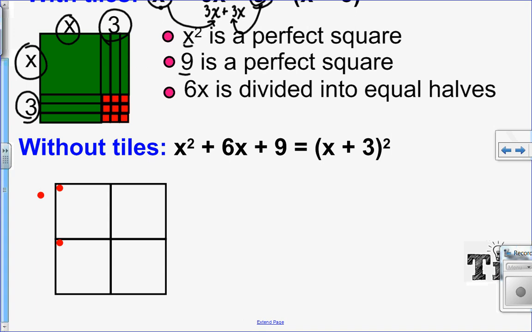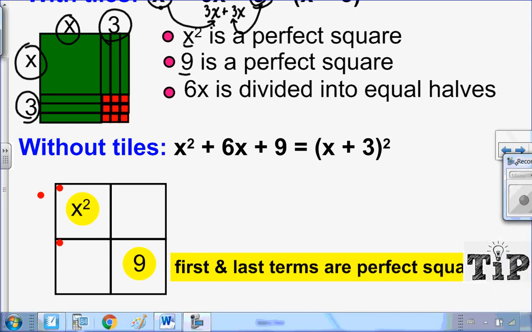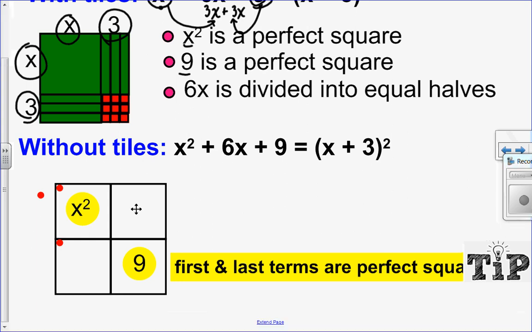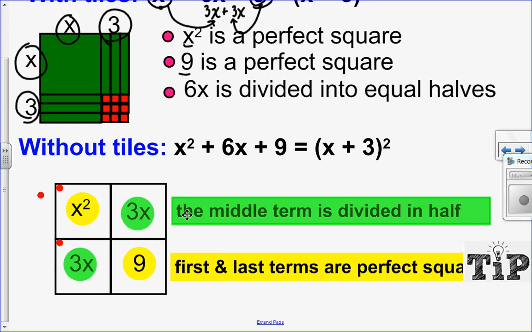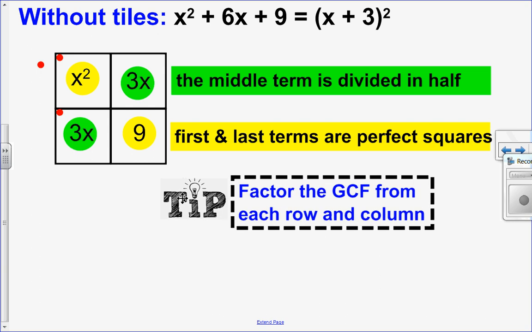So let's look at this without the tiles. Without the tiles, I start with my perfect squares. So the first and the last terms are perfect squares. And then what I'm going to do is take my middle term, which is 6x, and divide it into 2 equal pieces. So 6x divided by 2 is 3x and 3x. And then to factor, all I have to do is take the greatest common factor of each row or column. So factor out the GCF from each row or column.